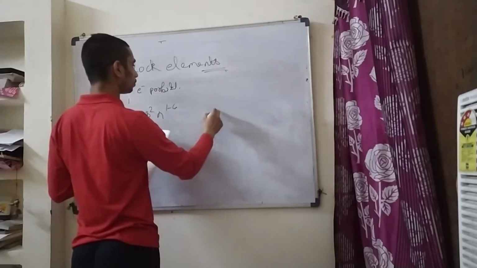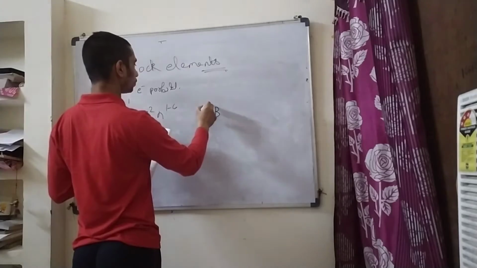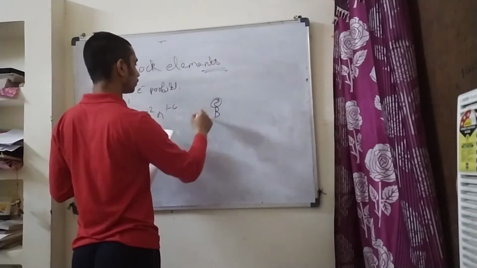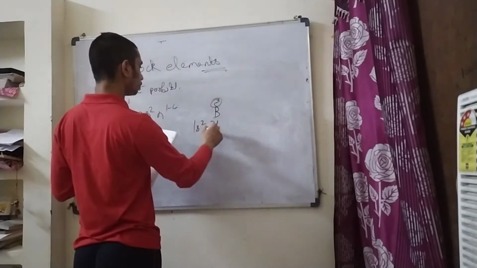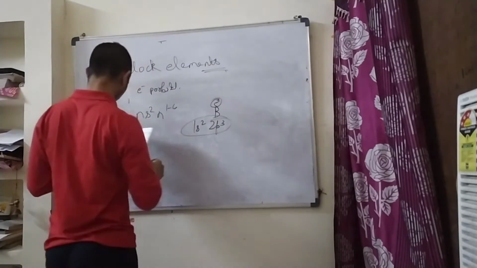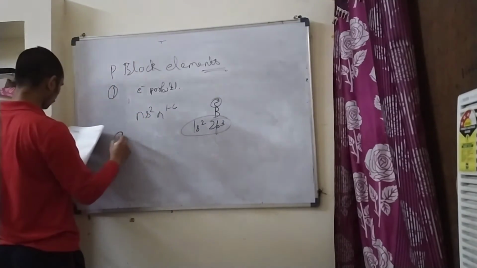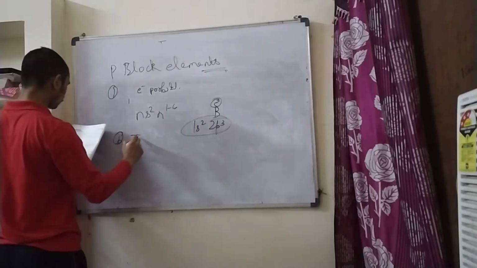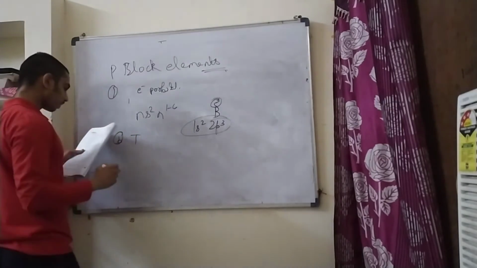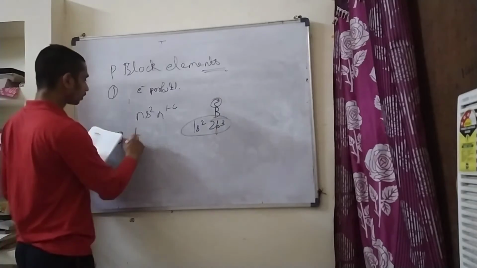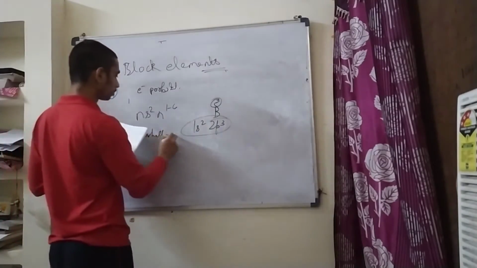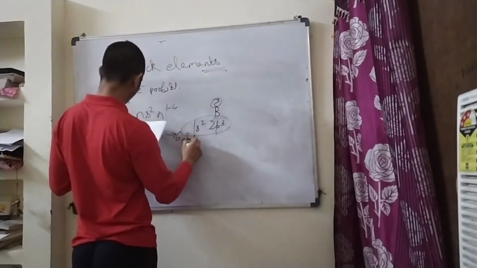So we can see boron, atomic number 5, 1s2 2s2 2p1. And second, the p shell can accommodate a maximum of 6 electrons. The p shell has 6 electrons.